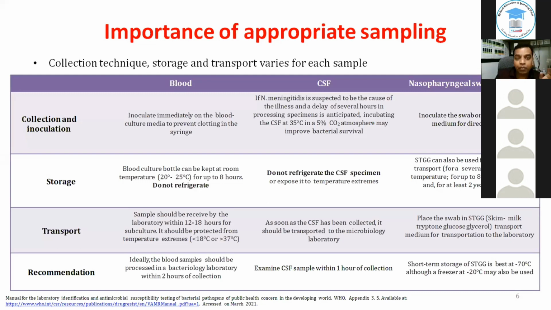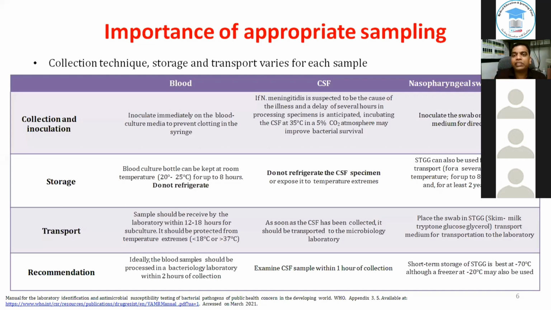Secondly, storage of the blood culture bottles should be done at room temperature; they should not be refrigerated. Many times it is seen that blood culture bottles or the CSF samples are refrigerated. That should be avoided. It should be kept at room temperature. Then extremes of temperature should be avoided for transport of samples such as blood or CSF.